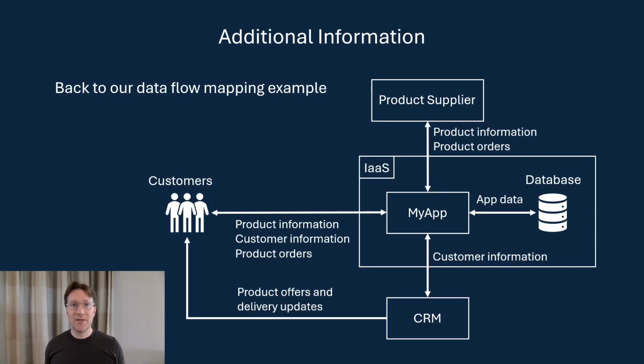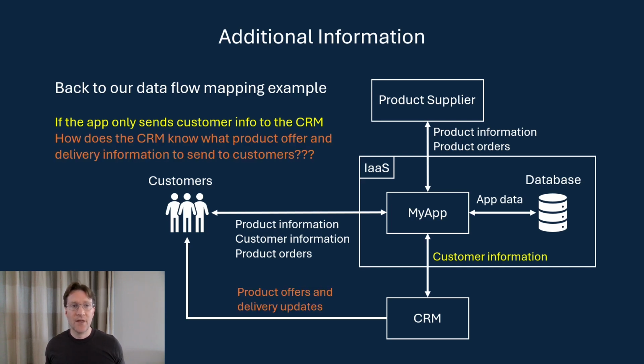If we look at our data flow mapping diagram from an earlier video, this may have been given to us by the client, or maybe they told us information and we have created this ourselves. We consider for this example that the app, my app, is only sending customer information to the CRM. Then how does the CRM know what product offers and delivery information to send to the customers? Well, in this case, we could say that it's due to manual input, that someone is directly putting this information into the CRM. It's not necessarily a system sending it across, but an employee is typing this in.